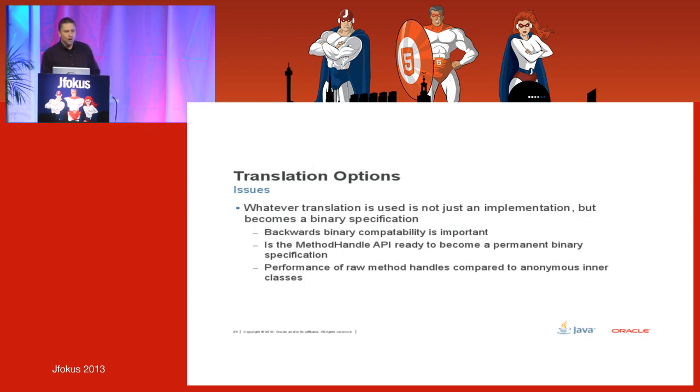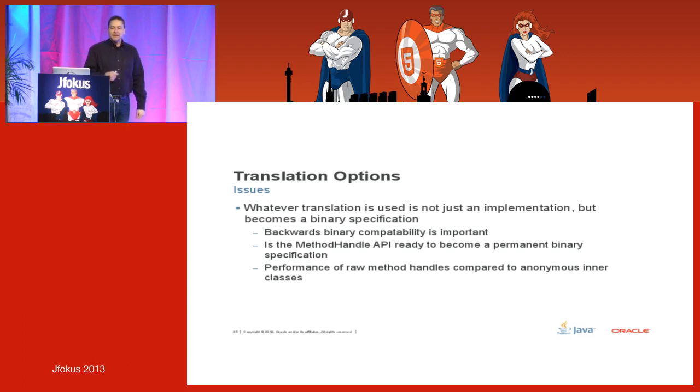Basically, whatever translation we're going to use at this point is not just an implementation, but becomes part of the binary specification. It becomes part of the way that the bytecodes are generated. And if we wanted to change that at some later point, what we're doing is breaking, potentially, not backwards compatibility, but it's making things different. So you have one class that's been compiled with an older compiler giving a different result to one that's been compiled with a different compiler.